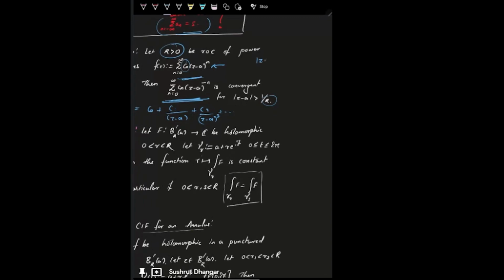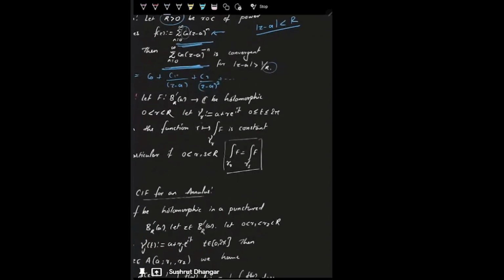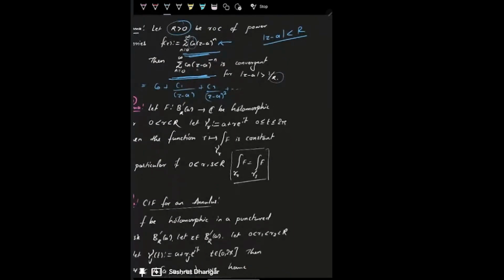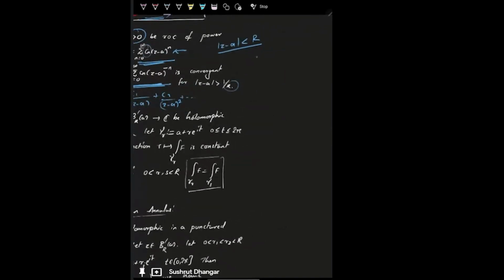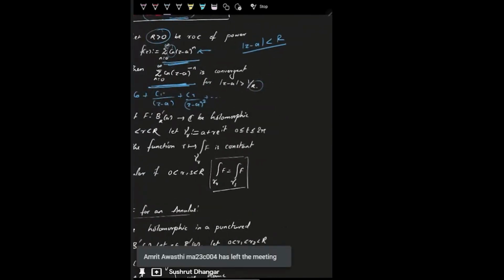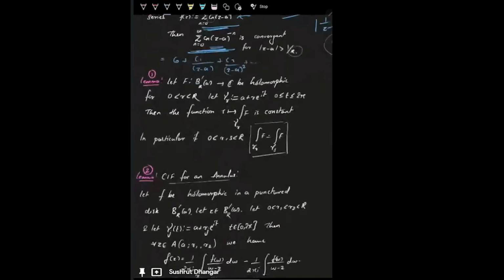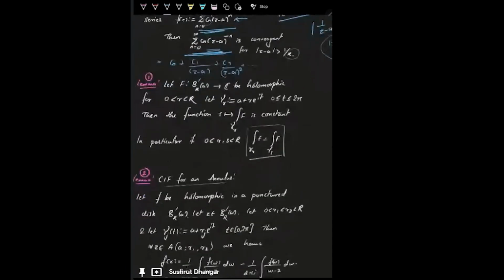In a way, we are saying that modulus of z minus a is less than r. Whenever this happens, the series is convergent, and we have just changed the power of z minus a. To have this series convergent, I just need that 1 over modulus of z minus a is less than r, which is the same as saying modulus of z minus a is greater than 1 by r. So this is pretty easy to imagine.